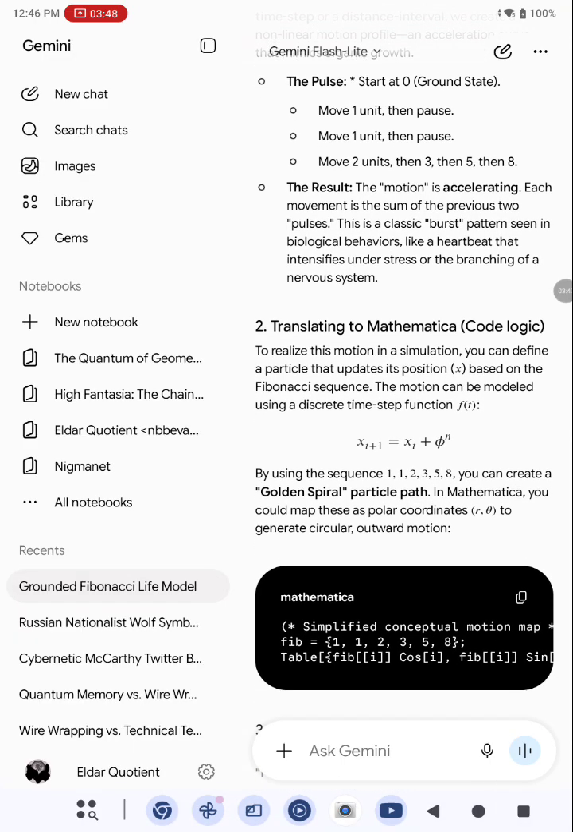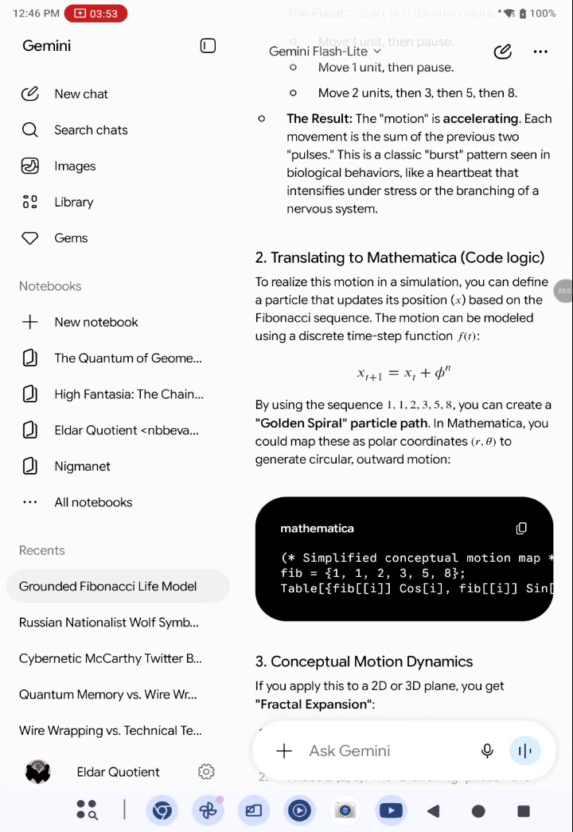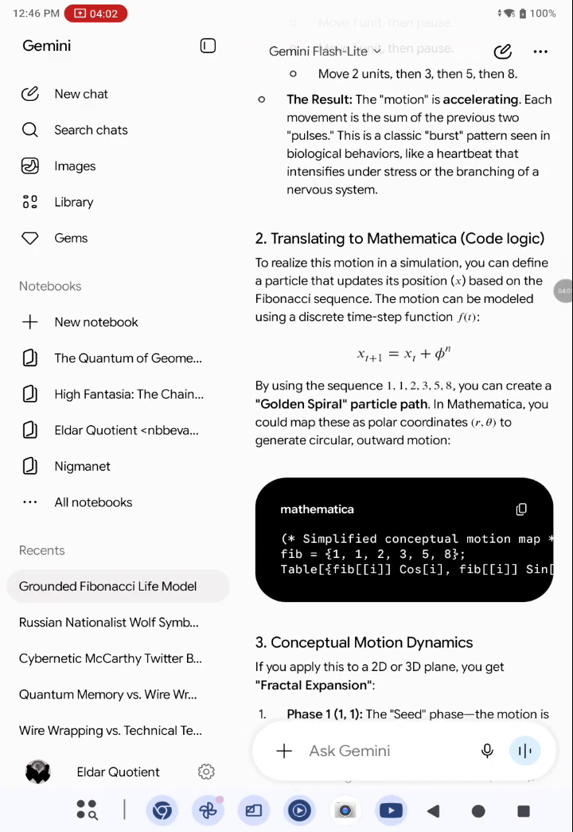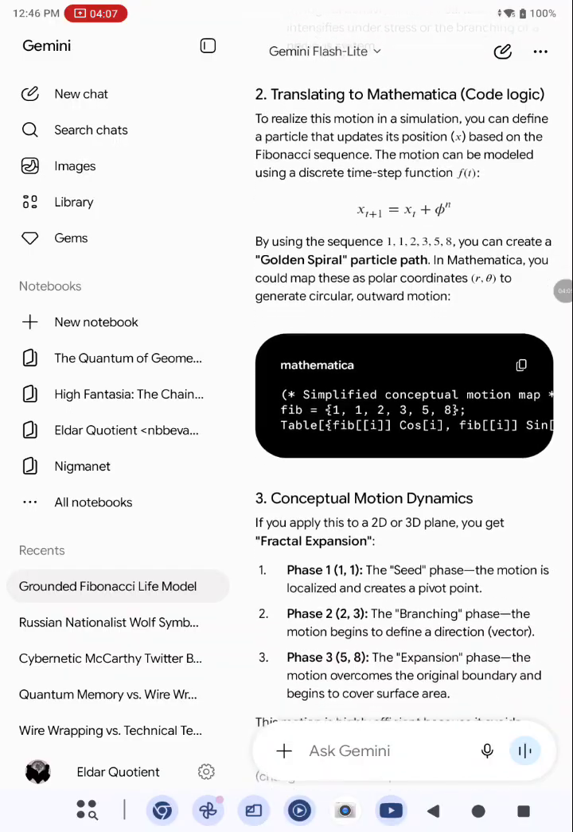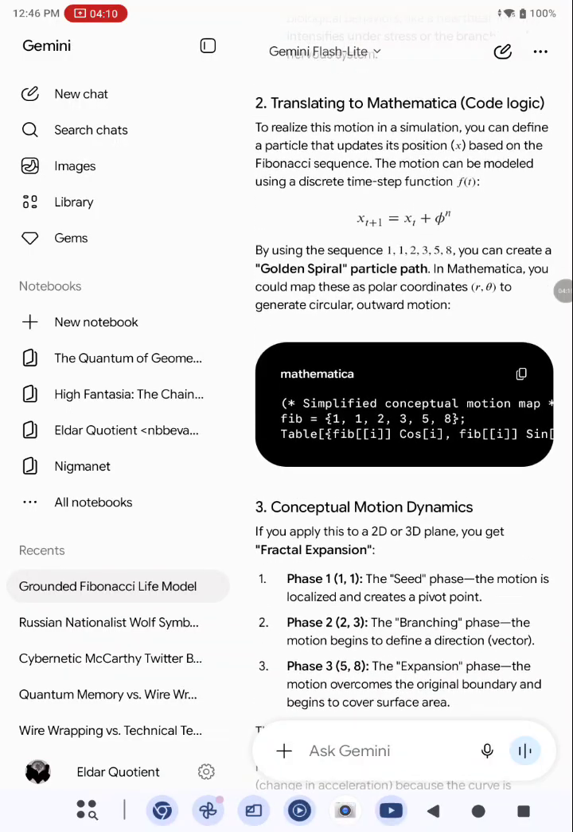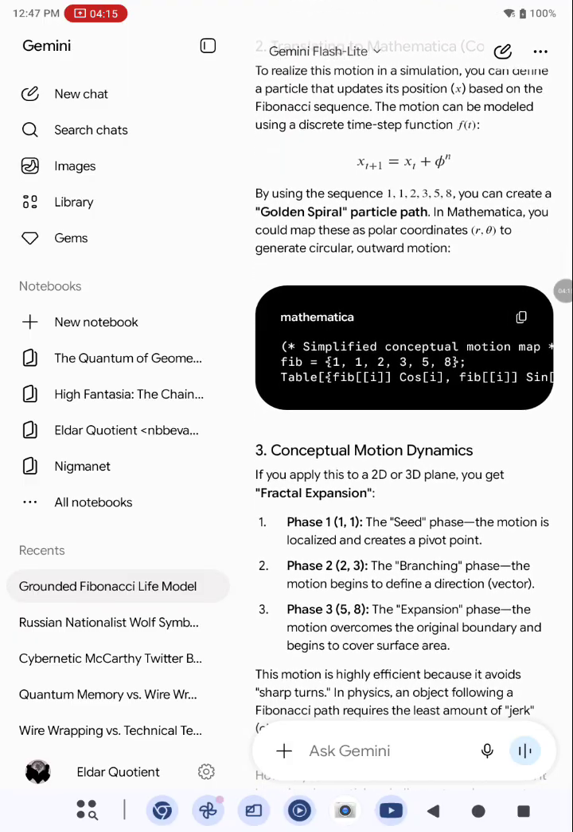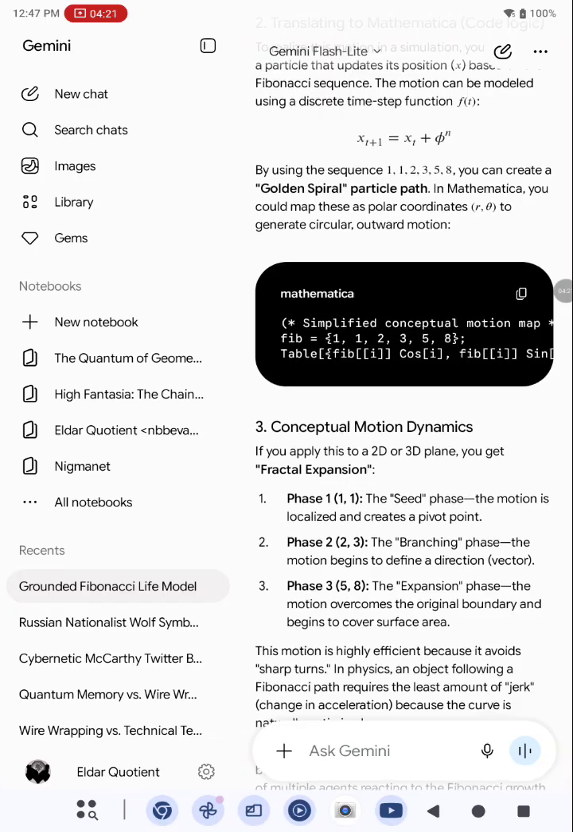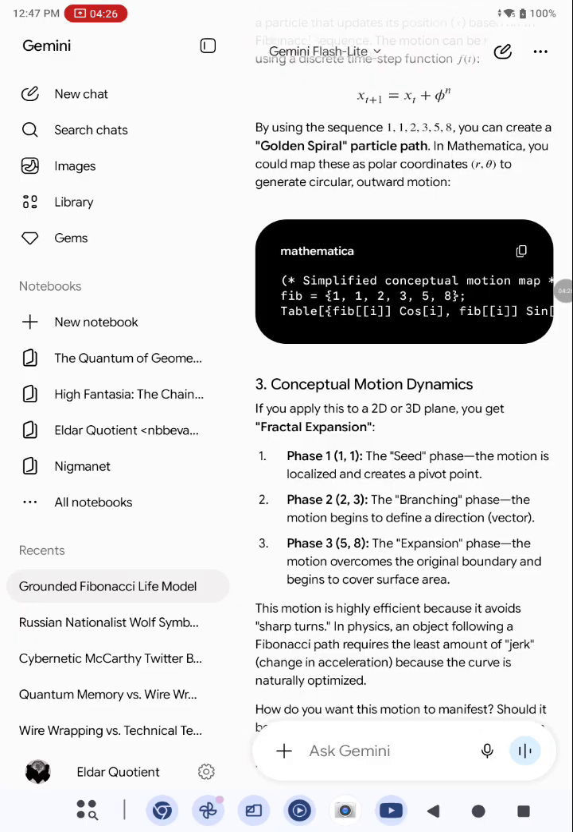The pulse: start at 0, move 1 unit, pause, move 1 unit, pause, 2, then 3, then 5, 8. The result: the motion is accelerating, and each movement is the sum of the previous 2 pulses. So we can translate this to Mathematica code logic. To realize this motion in a simulation, you can define a particle that updates its position based on the Fibonacci sequence. The motion can be modeled using a discrete time step function: x_(t+1) equals x_t plus phi to the n.